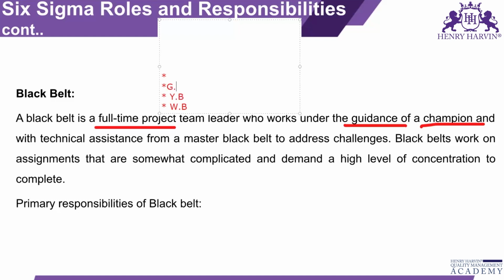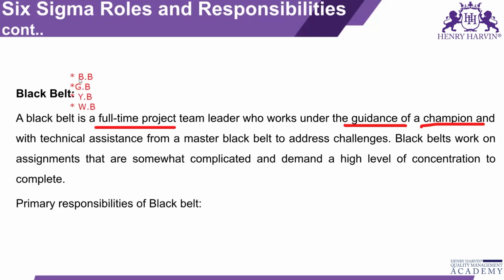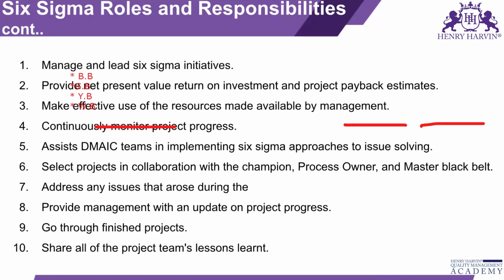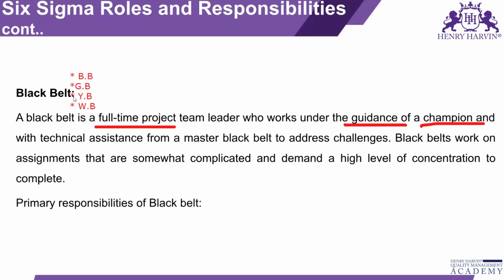It goes above to green belts. That above to the black belt. Now, the black belt has two options here. The black belts have two options here. The first one, now you have an MBB, Master Black Belt. Or you have one more option working under the champion. What is the champion also called as?